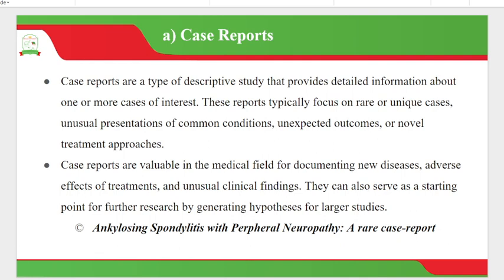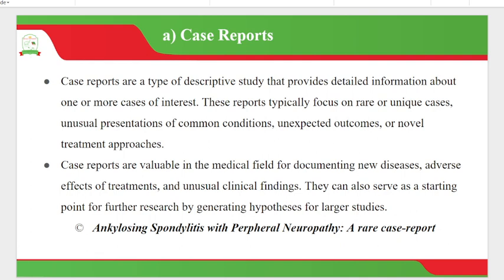An example here is ankylosing spondylitis. That is a condition. Don't get scared of it. Ankylosing spondylitis with peripheral neuropathy. Peripheral neuropathy is those nervous problems that affect the surfaces of our bodies. So someone might present with ankylosing spondylitis and also have peripheral neuropathy. You find out that it is something rare, therefore you want to report it so that other researchers might get information on it. There are many health facilities.